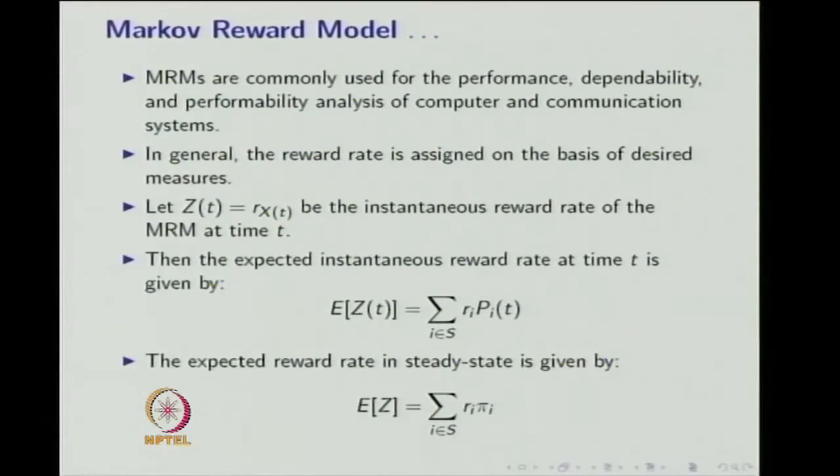Suppose in a performability model our interest is to find the availability of the system. Then one can assign the rewards for the up states as 1 and the rewards for the down states as 0. Then the expected reward rate will be the availability of the system, obtained by summing the r_i's times the probability of being in those states.